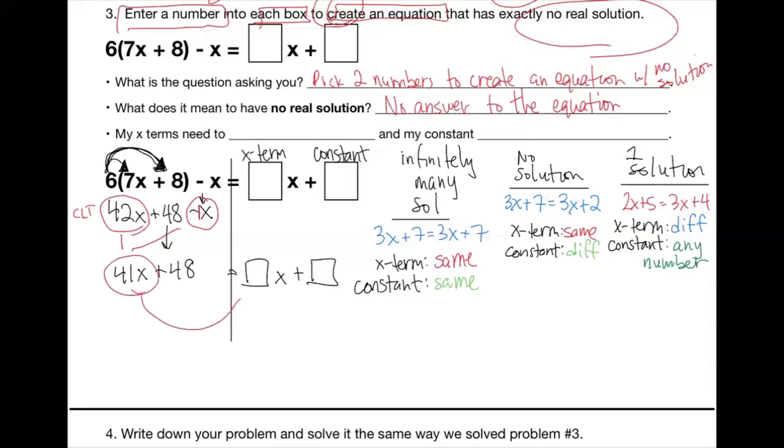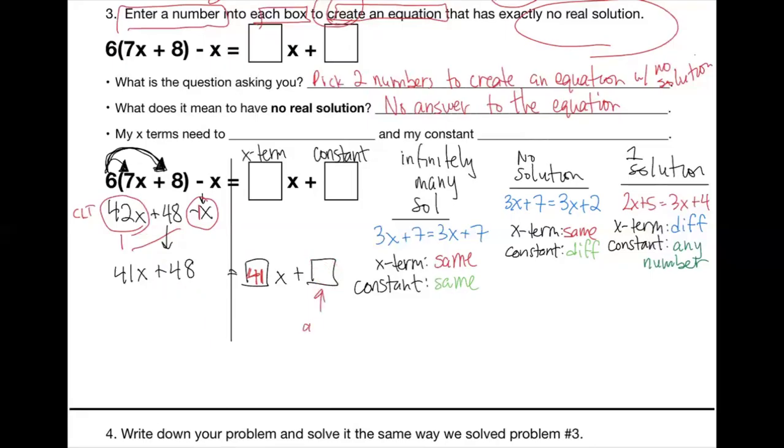Whatever number's here needs to be over here. So here it has to be 41, because the x term needs to be the same. But in a no solution, when they cancel out, the leftovers should not be equal. So this is 48. I need to have a different number. Any other number but 48 will work here. I could put 1. I could put 2. I could put 3. I could put -10. I could put 8. I cannot put 48. So that is the only number that will not work here.